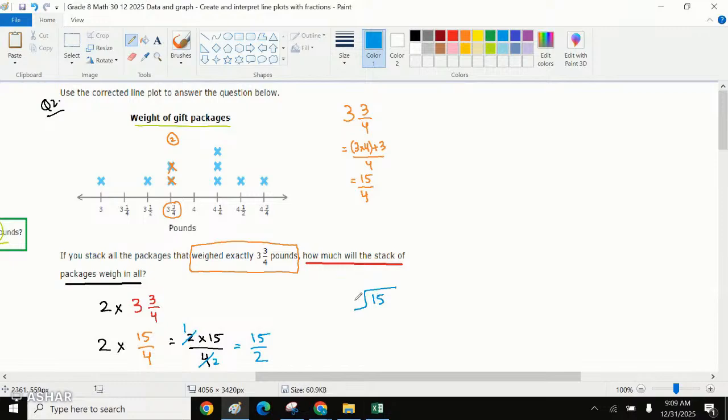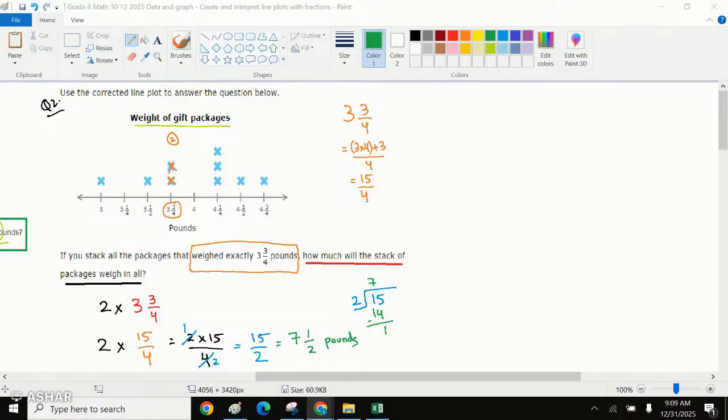Which can be changed into a decimal number, or a fraction or a mixed number. 2 goes into 15, 2 times 7 is 14. When we subtract, we are left with one remainder. That means 15 upon 2 can be written as 7 whole 1 upon 2, right? But you need to write the unit as well. You need to write the weight. That means the weight of the parcels, which were exactly 3 and 3 quarters. There were two parcels, right? So when we multiply 3 and 3 quarters by 2, the answer comes out to be 7.5 pounds.